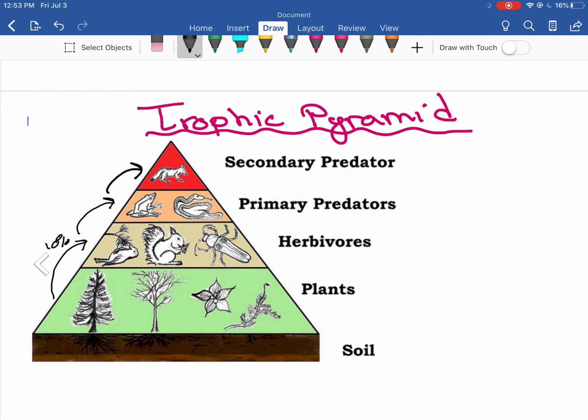Now we're going to go into some terminology, some vocab that you guys have got to know. So plants. There are actually multiple terms for plants, but the term we all know is they're producers.